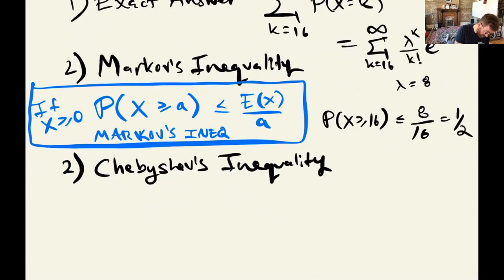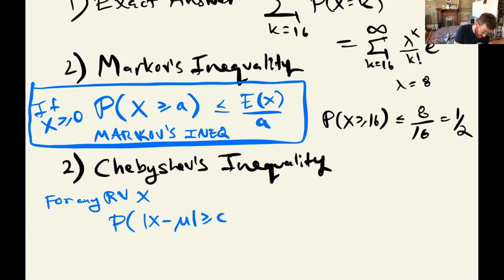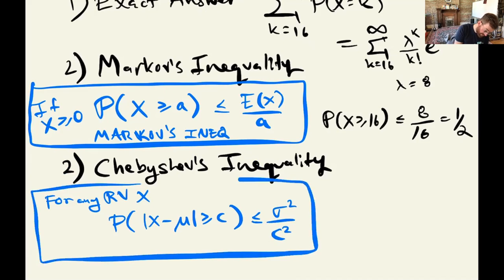So, and this one applies for more general. So for any random variable X, the probability that X exceeds its mean by more than some quantity C is bounded from above by the variance divided by C squared. And so this is Chebyshev's.